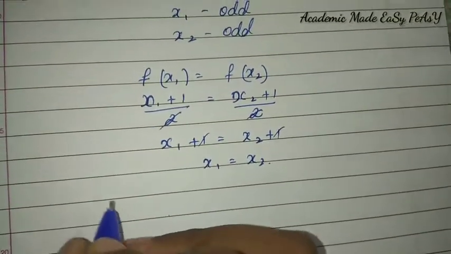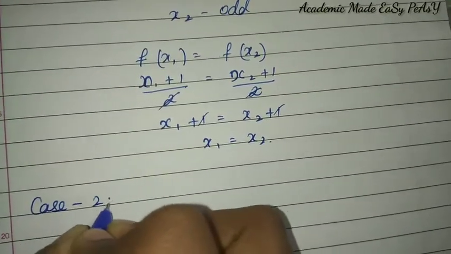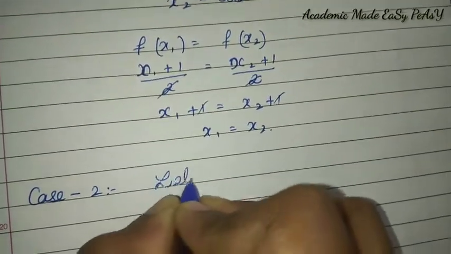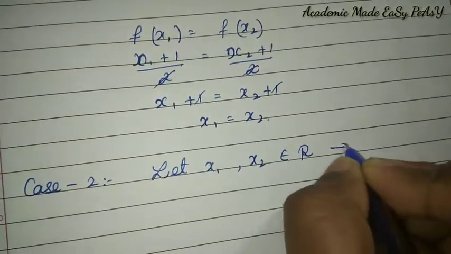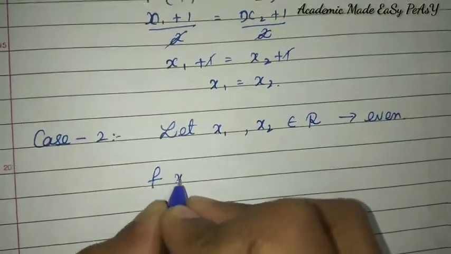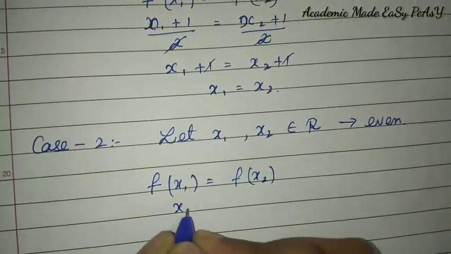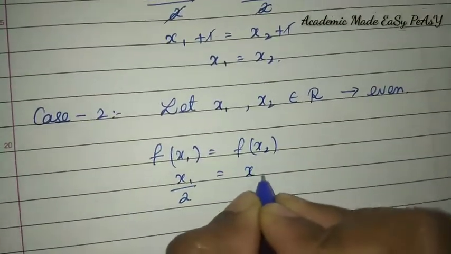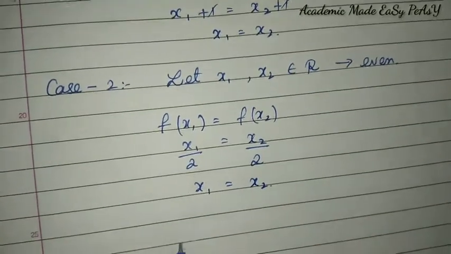Okay. So for even now. Case 2. Let x1, x2 belong to R and both are even. So f of x1 is equal to f of x2. So it will be x1 by 2 is equal to x2 by 2. So x1 is equal to x2.